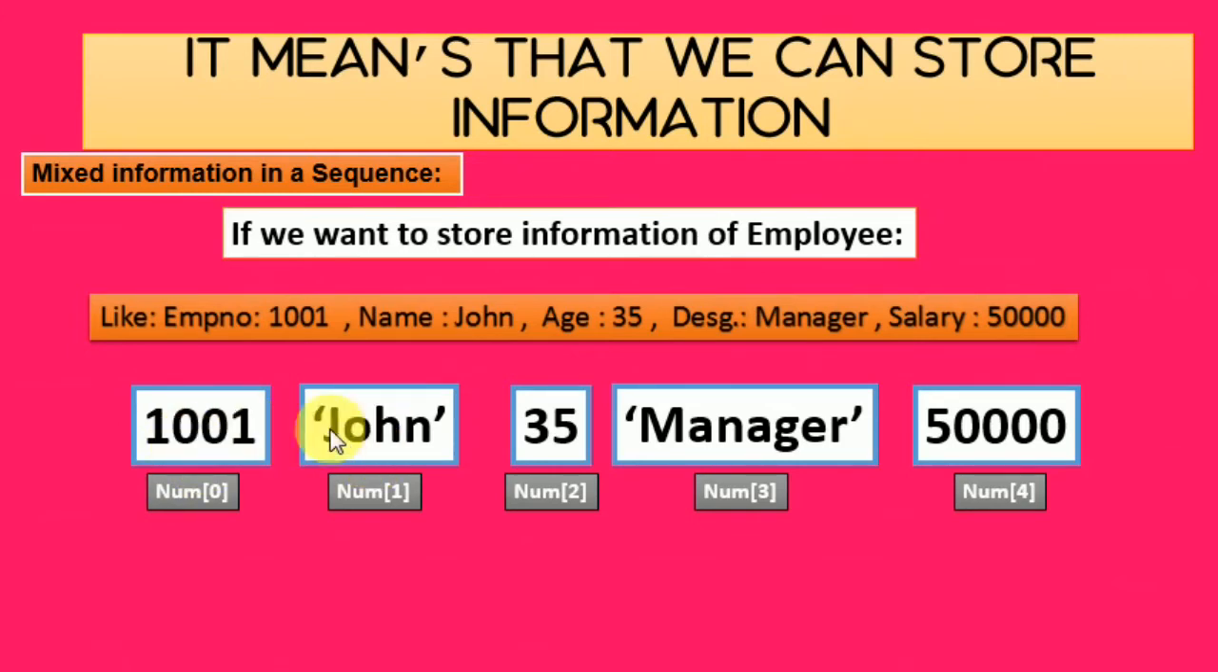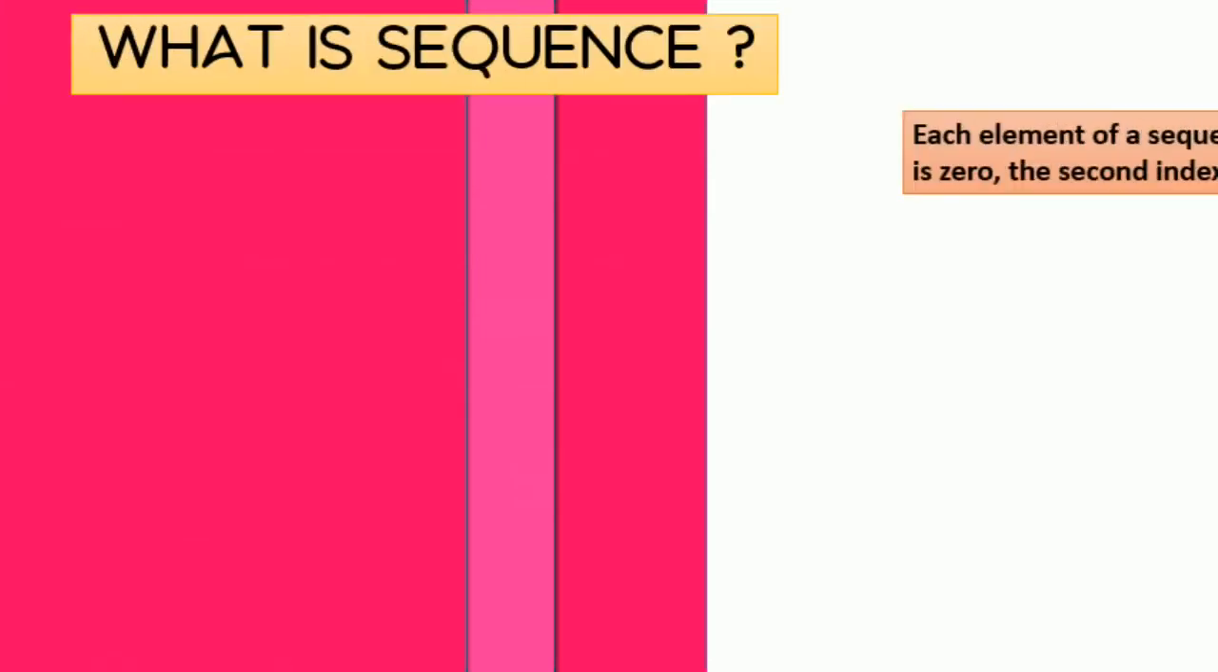This is a character with a word string. This is again a number. This is again a string. This is a number. That means it can be used to store mixed information. Now let us understand what a sequence is.